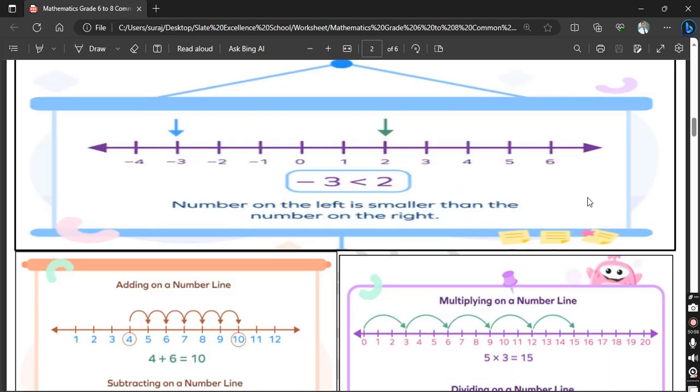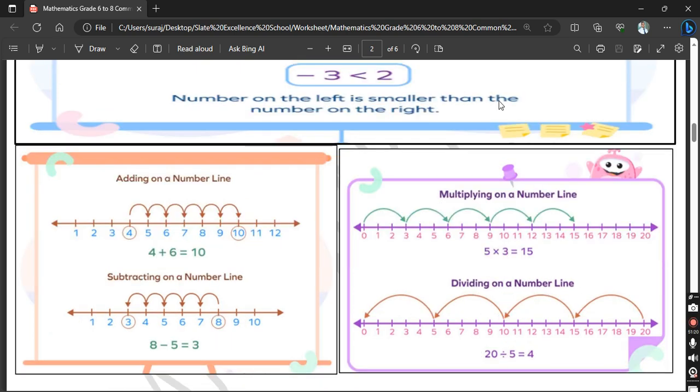Now let me ask you a very tricky question here. Minus 3 is greater or 2 is greater? So always remember, among negative numbers, the more the minus sign, the lesser the number, and a positive number will always be greater. As you can already see on the screen, minus 3 and 2. 2 is the greater, meaning the right side will always be greater.